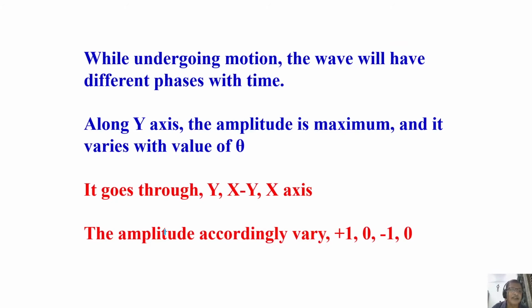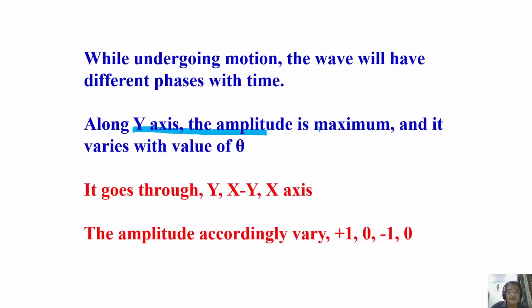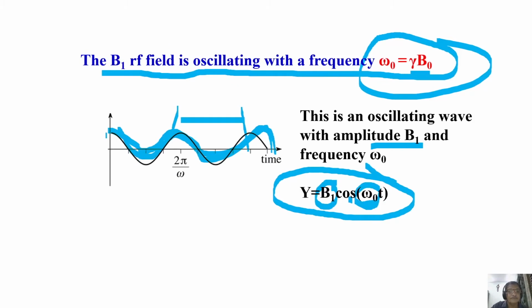Now what happens while it is undergoing motion? The wave will have different phases with time. Remember, it starts along the y-axis. When it is along the y-axis, the amplitude is maximum and its value varies with the value of theta. Let us see what it is. It starts, let us say, along the y-axis at maximum value. At theta equal to 0, cos 0, let us say t is 0. We are talking about time now. At time t equal to 0, the cosine of 0 is 1. So y is the maximum amplitude, B1, right?